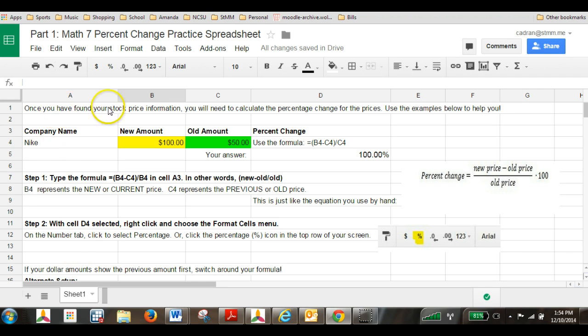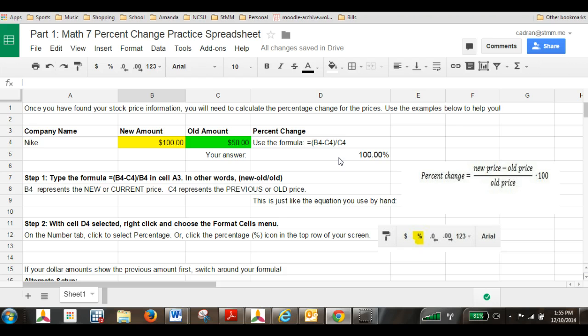You will make your own spreadsheet, but you can use this one as a guide. As it says, once you've found your stock price information, you'll need to calculate the percent change for the prices, and we'll use the examples here to help you. Remember that you need to pay attention to the way you enter your own information on the spreadsheet. Let's say that Nike had a current or new amount of $100 per share and an old amount of $50. We can use a formula that matches the one that you use by hand in our spreadsheet instead.